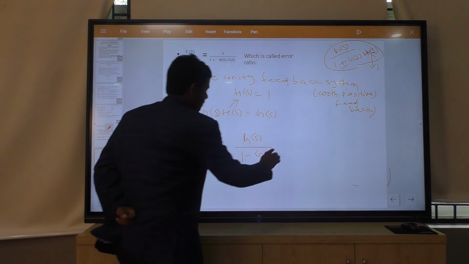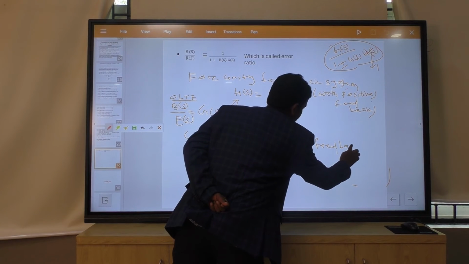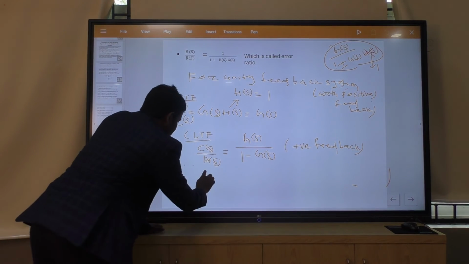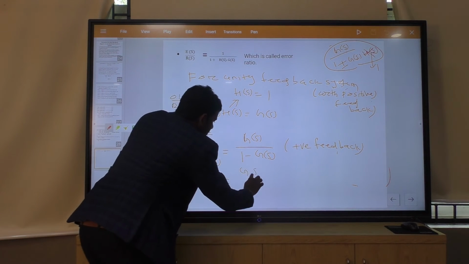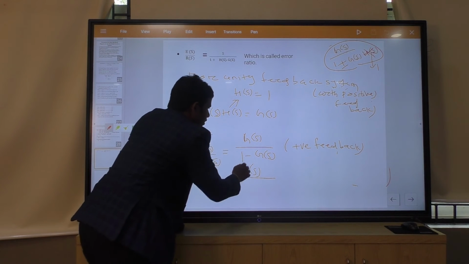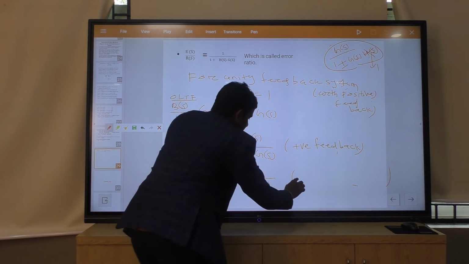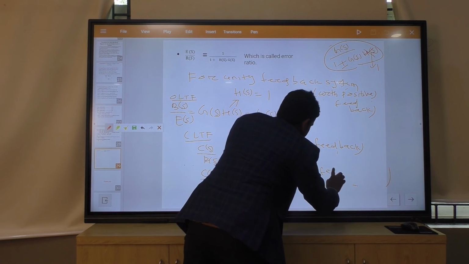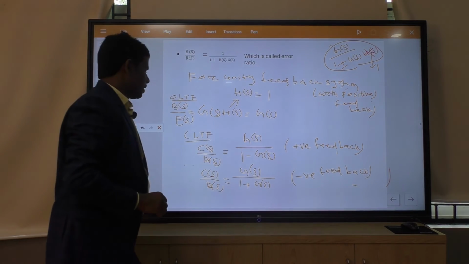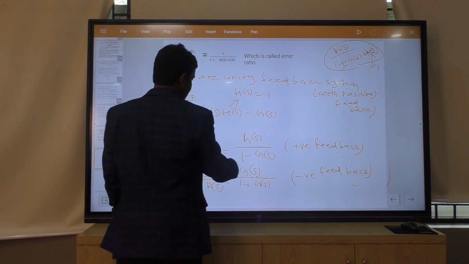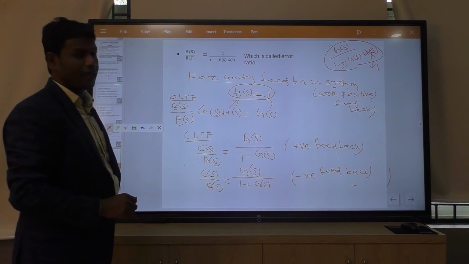Okay, this is for positive feedback. For negative feedback, CS by RS is equal to the same numerator, and in the denominator it becomes plus, 1 plus GS. So this is for negative feedback. Here the HS value is 1 because this is the case of a unity feedback system. For a unity feedback system, HS value is 1.